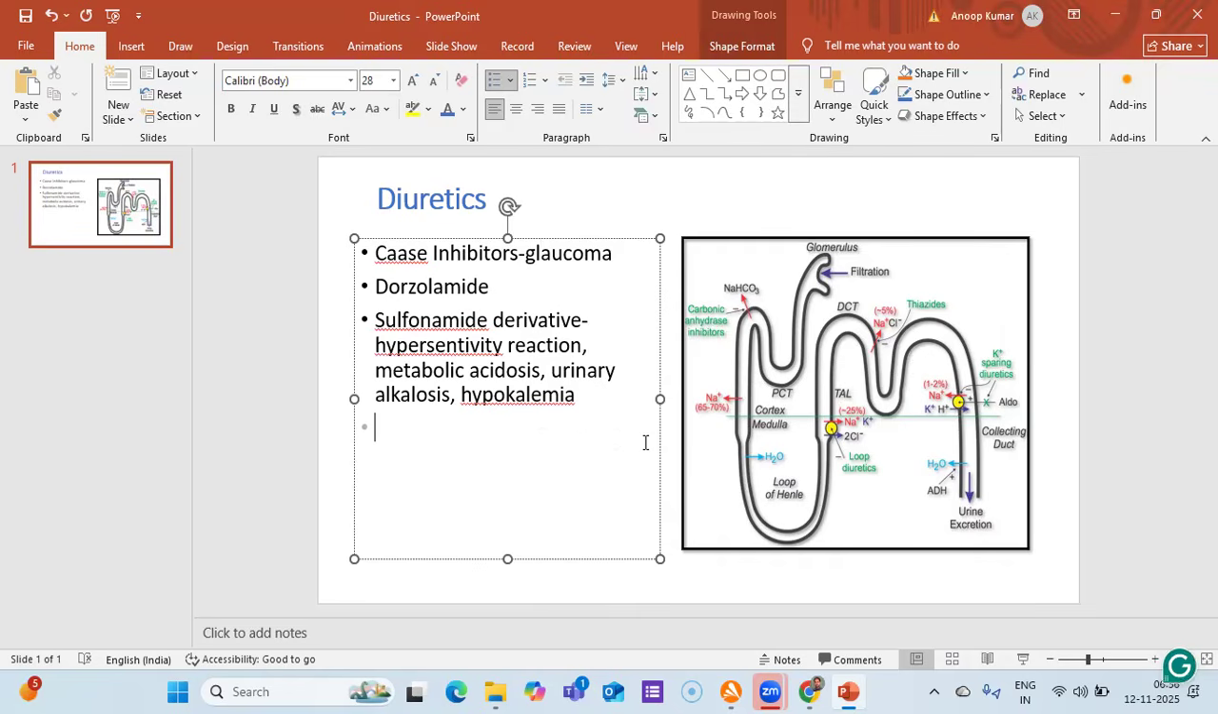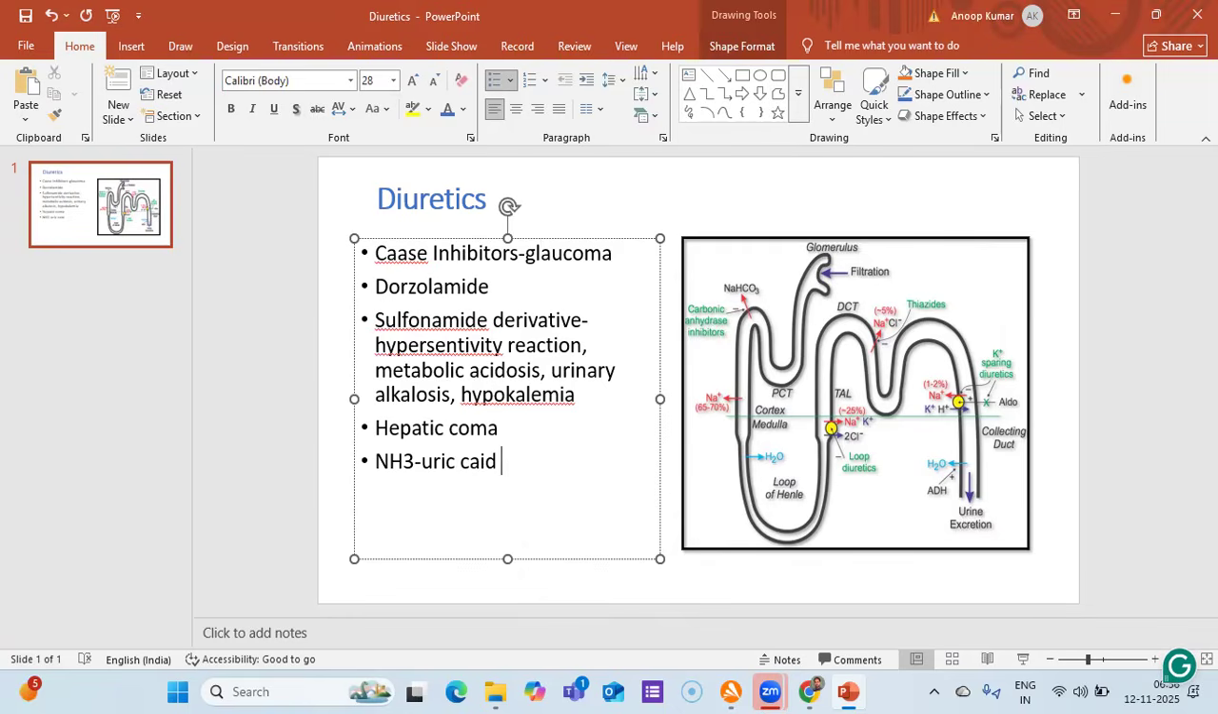If we talk about contraindications, these carbonic anhydrase inhibitors can precipitate hepatic coma, right? And how can it be? Because in liver disease, the liver converts your ammonia, NH3, into uric acid, right?